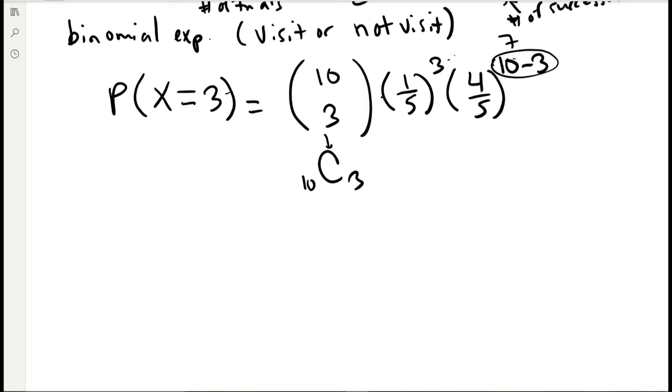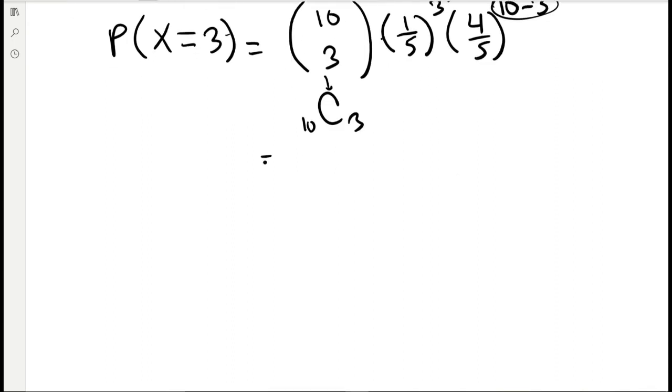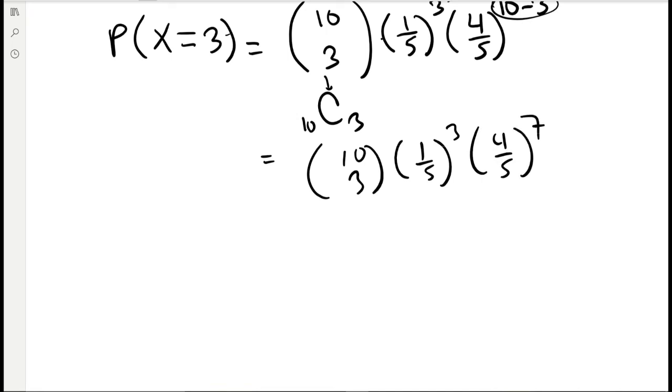I'm going to rewrite that so it looks better. We have 10 choose 3, 1/5 to the 3rd, and then 4/5 to the 7th. Then we will calculate that probability. That probability is going to be 0.201. Again, you can calculate the 10 choose 3 on the calculator. Most scientific calculators have that function.